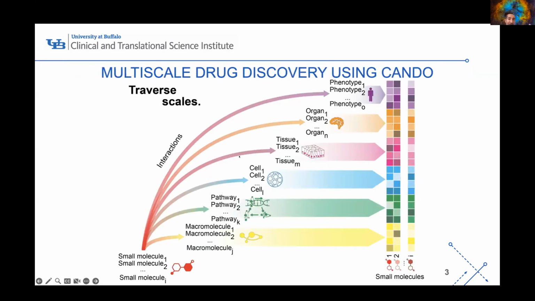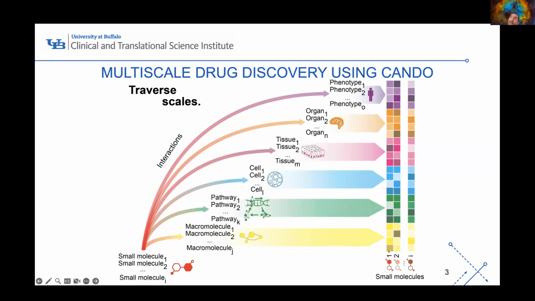So for CANDO, this is a multi-scale drug discovery platform. It stands for Computational Analysis of Novel Drug Opportunities. And the basic idea is given in this figure. What we are trying to do is create these interaction signatures. So interaction signatures between what and what, you might ask. So between small molecules and every protein, every macromolecule in the system, that is every protein and every RNA.